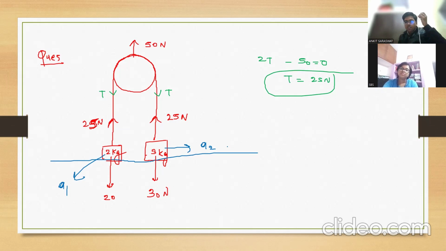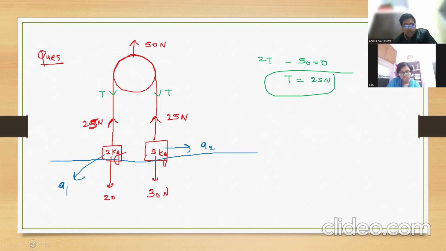Understood? Now you just tell me, for the 2 kg block, 20 is down and the string is providing 25 up. Clear? Now tell me, this block will leave the contact. It is going up. And you know that normal reaction force acts only when there is contact between the two bodies. If there is no contact, there is no meaning of contact force. Understood? Even friction, normal.